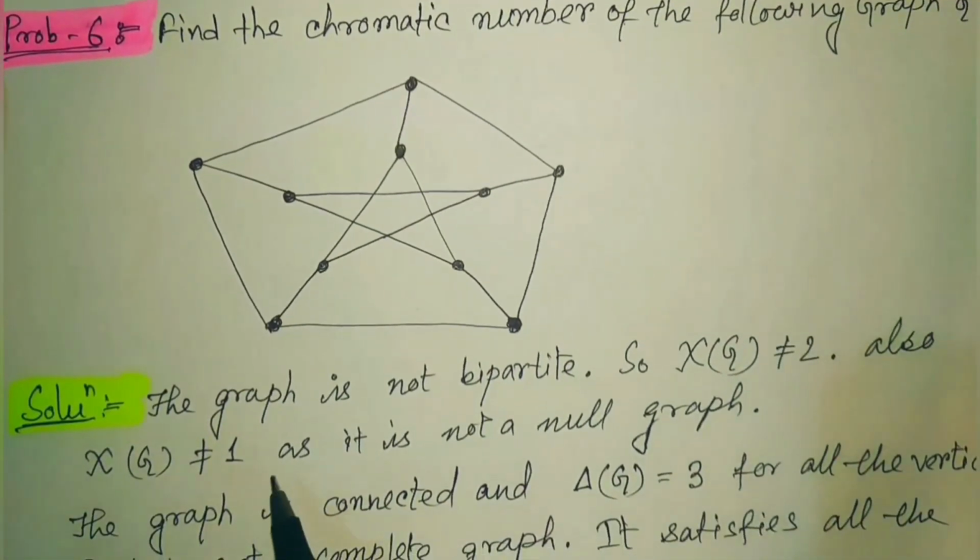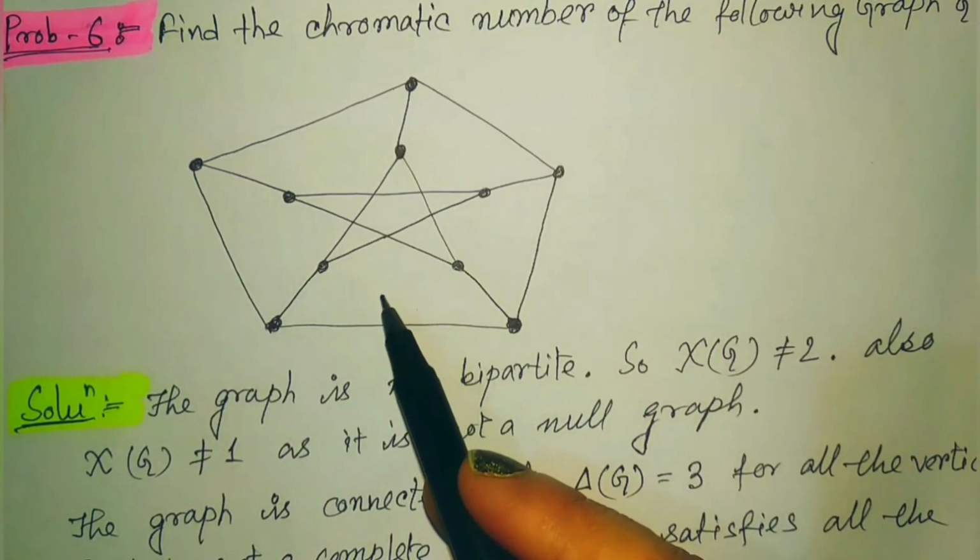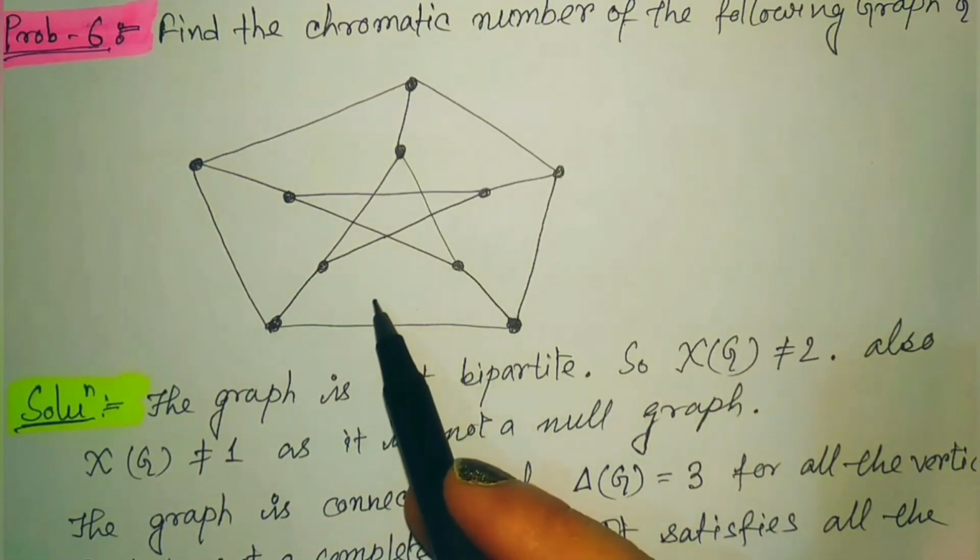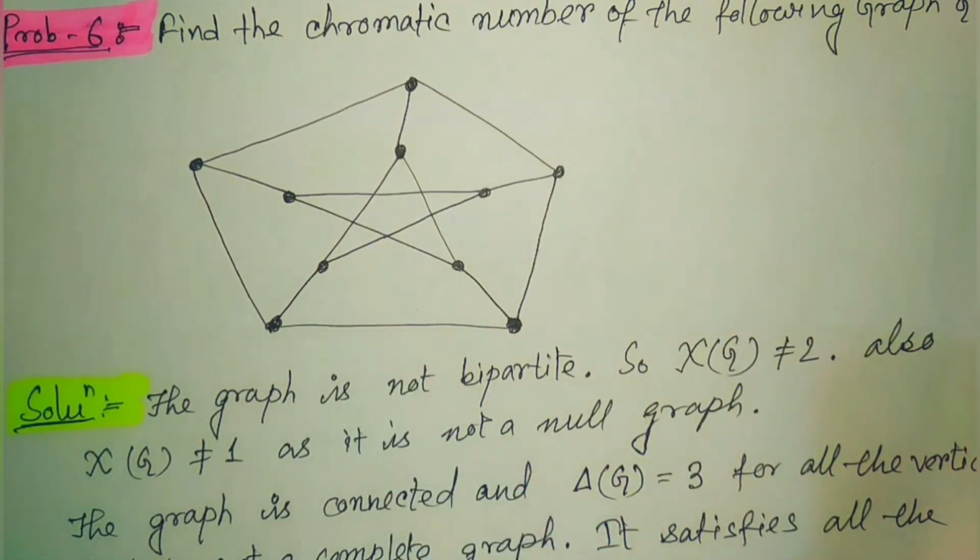So in this graph, we can observe that this is definitely not a bipartite graph. As it is not a bipartite graph, its chromatic number is neither 2 nor 1. So we can say this is a non-null graph. Definitely, only if a graph is a null graph is its chromatic number 1. If it is a bipartite graph, then its chromatic number is 2. Otherwise, it is more than that.